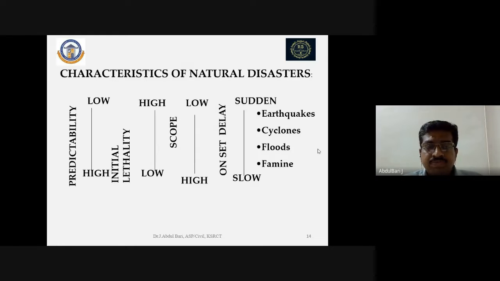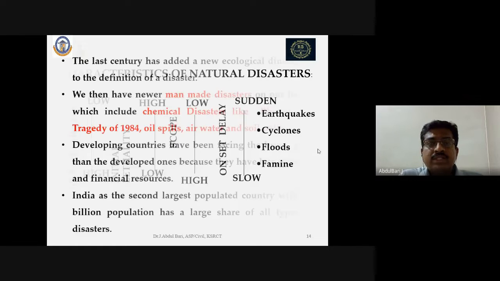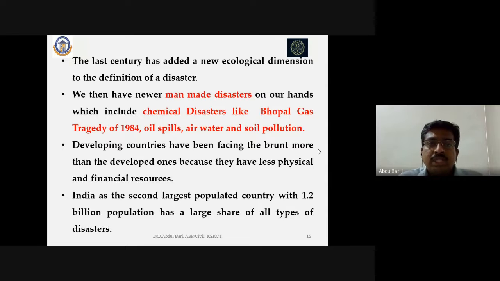Similarly, floods, famine, everything can be there. So the initial or slow onset, or sudden onset, delay of these natural disasters are characteristics of natural disasters. That is predictability, scope of the disasters, as well as the onset delay are the characteristics of your natural disasters. The last centuries have added a new ecological dimension to the definitions of disasters.